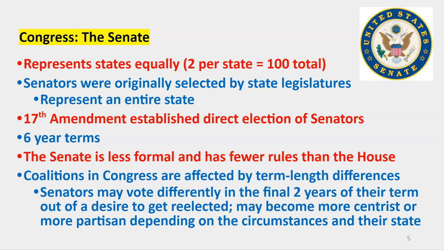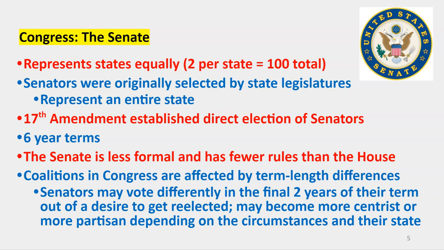The Senate is also less formal. It's important to note there are 100 members of the Senate. Over in the House, you have 435 people. Can you imagine if you didn't have some level of formality and rules guiding what was happening there? You'd have chaos. So it is much easier to have less formal rules and fewer of them in a body of 100 versus 400, a very big difference there.